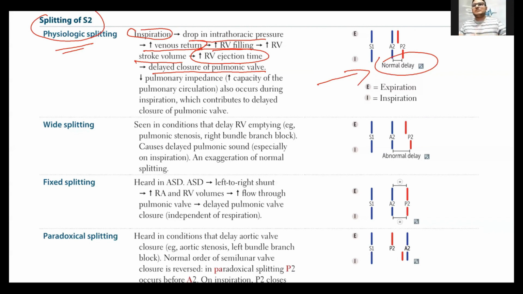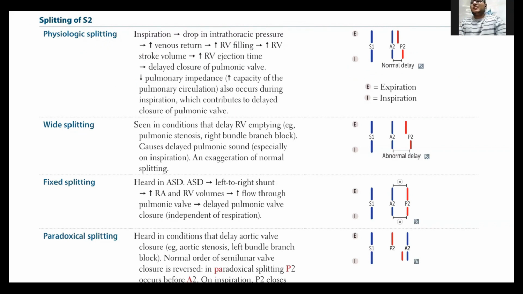Why? Because due to increased venous return during inspiration, the pulmonic valve closes late because of increased right ventricular ejection time. Also there is decreased pulmonary impedance, which is the capacity of the pulmonary circulation during inspiration. So what happens during inspiration? Pulmonary circulation capacity is increased, which further contributes to the pulmonic valve closing later. A delay must happen. So in simple summary, what is physiologic splitting? Physiologic splitting is a normal delay between the aortic and pulmonic valve. It means first there is the closure of the aortic valve, and then the closure of the pulmonic.